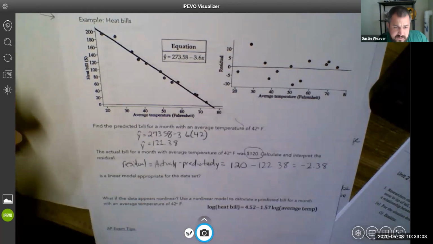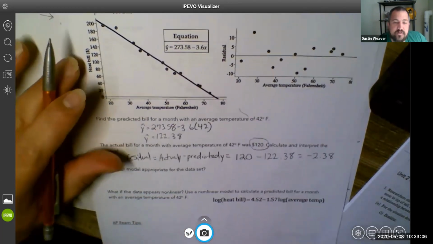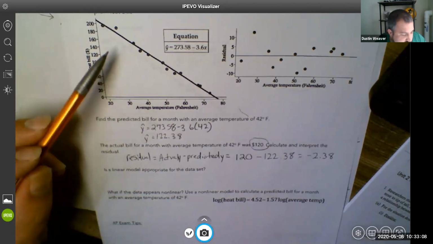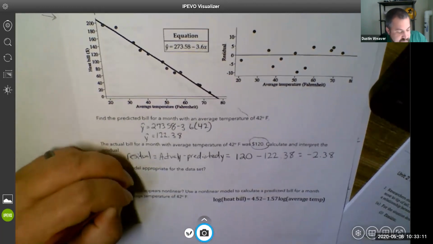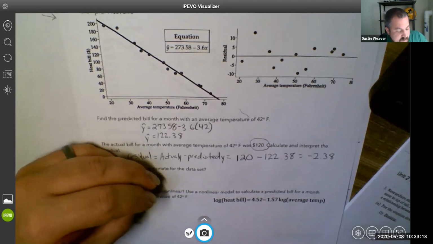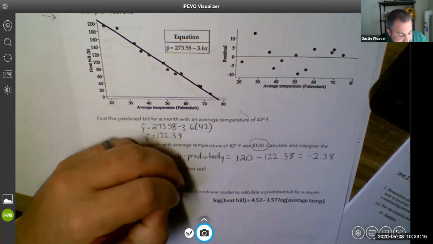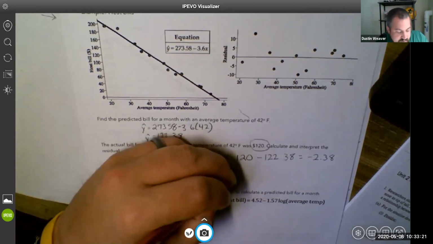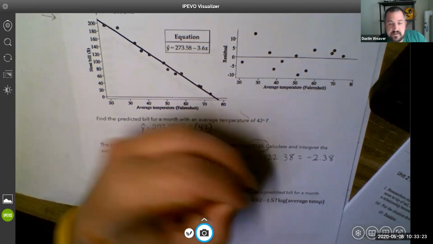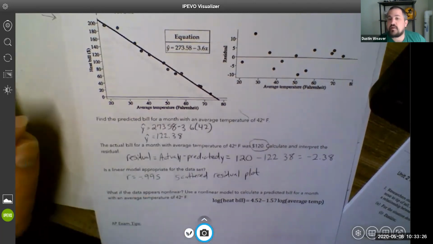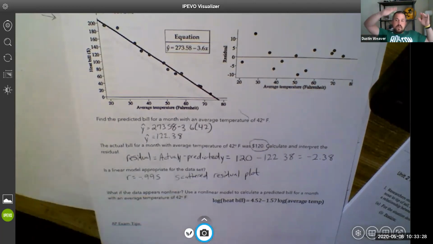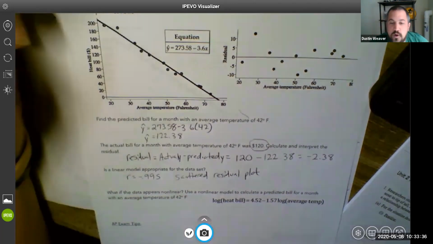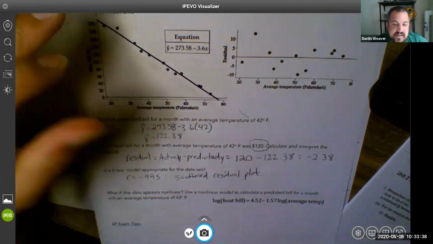Okay. So again, is the linear model appropriate for the data? We talked about the R value being really high, like negative 0.995, but you also want to have a scattered residual plot. So you have a scattered residual plot. That also helps show you that the linear model is appropriate. And we talked about if you would have seen a really big curved pattern in the residual plot, then we would have known that the linear model wouldn't be appropriate for this scenario.